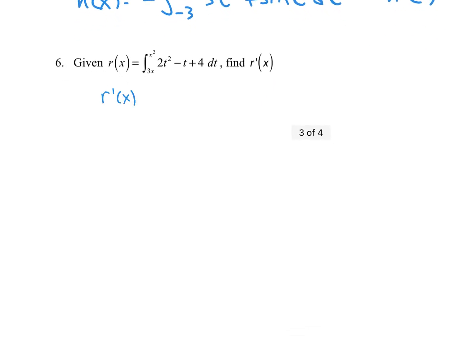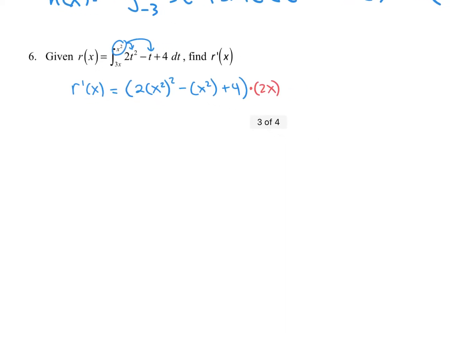R prime of x equals, I take x squared and plug it in both places. And I'm going to put a set of parentheses around this. 2x squared, which is then squared because I plugged that into t squared, minus x squared plus 4. Now x squared has its own derivative, which is 2x, so I need to multiply by 2x because of the chain rule.